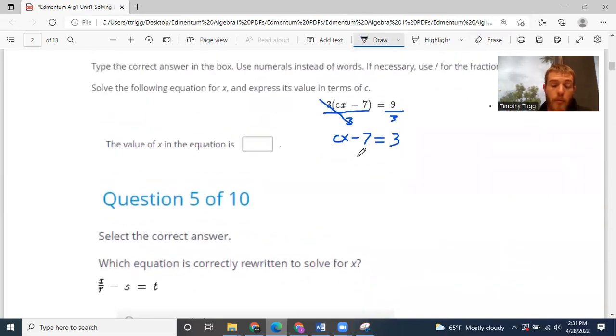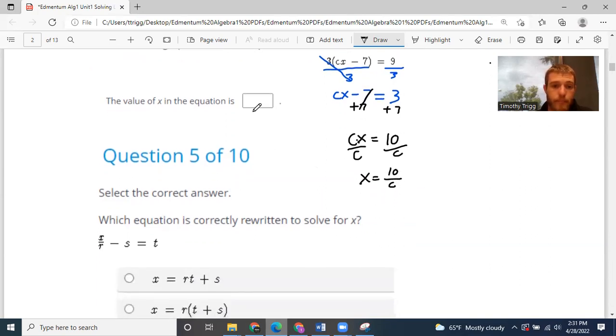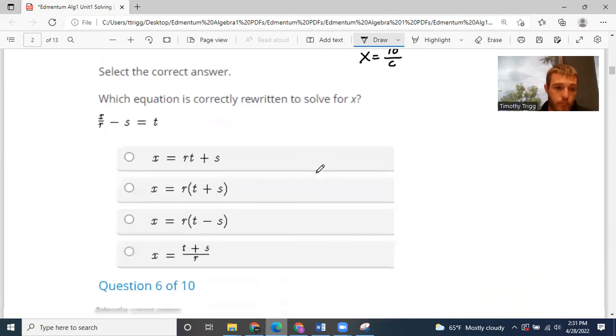Now, in order to help me get x by itself, I hope you see that I could use the addition property of equality, adding 7 to both sides of the equation, giving us cx equals 3 plus 7, which is 10. Lastly, to solve for x, we're going to divide by c. Divide by c. x is 10 over c. Make sure to type that here.